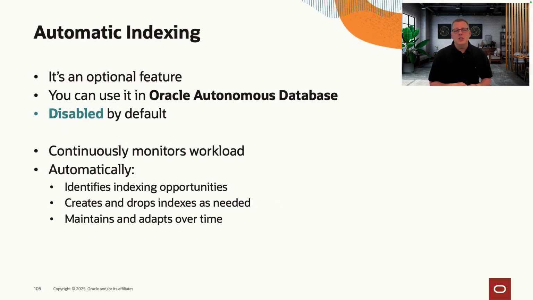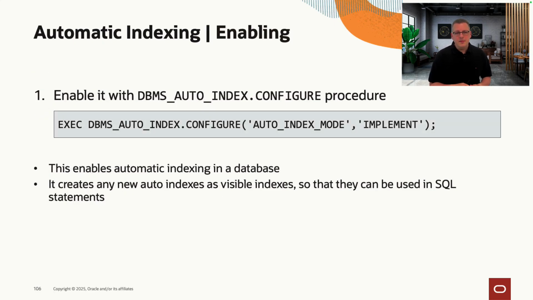To help with this on the Autonomous Database, I can use the automatic indexing feature. It's an Exadata feature. It's disabled by default, but I can enable and use it on the Autonomous Database. What the feature does is basically monitor my workload, and then it can automatically identify the indexing opportunities. It will create and drop indexes. So it basically maintains and adapts my indexes over time.